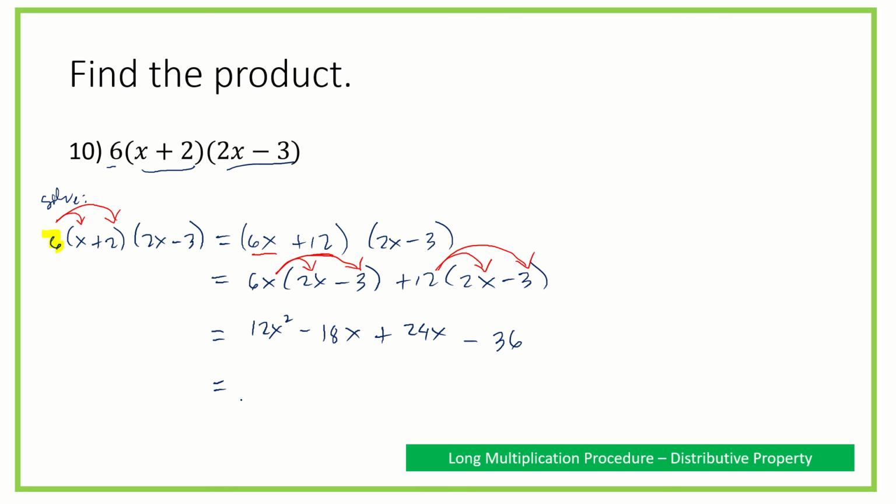Then you combine the like terms. You have 12x squared. The like terms here are negative 18x and 24x. So that will result to a positive 6x. They have different signs, so that means you're supposed to subtract them. 24 minus 18, that is 6. Then you copy the common literal coefficient x. Then minus 36. So this is our answer.